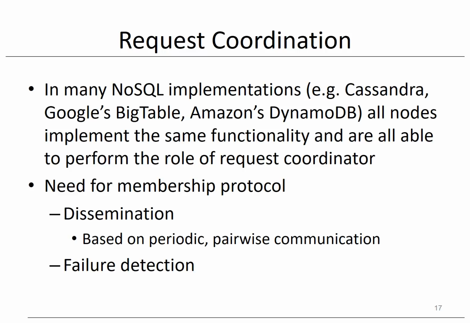In many NoSQL implementations, such as Cassandra, Google's Big Table, and Amazon's DynamoDB, all nodes implement the same functionality and can all perform the role of request coordinator, which is the party responsible to route requests to the appropriate destination node and relay back the result status of the operation. Since any node can act as a request coordinator, and clients can send requests to any of such nodes, it is necessary that all nodes remain informed at all times of the other nodes in the network.